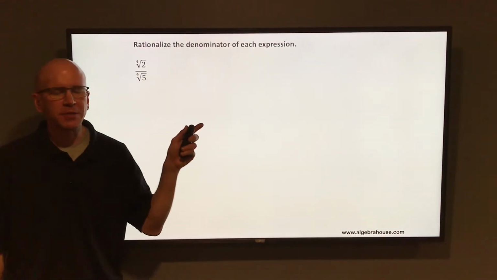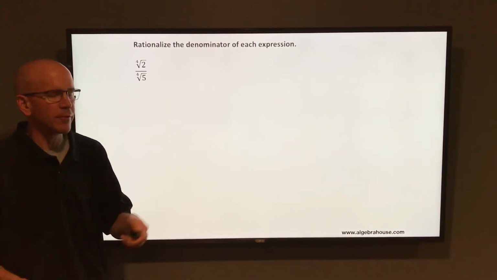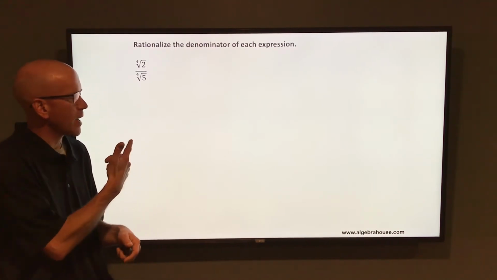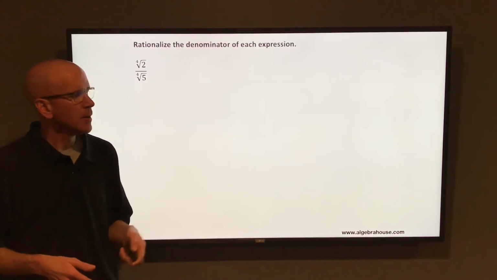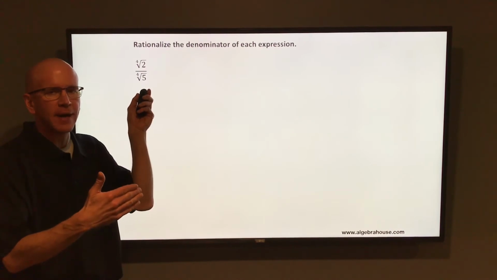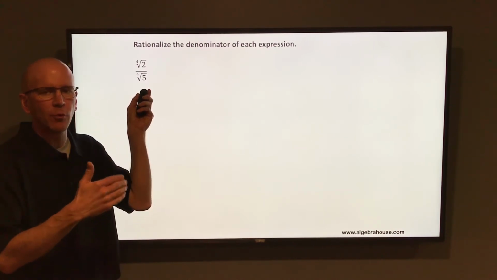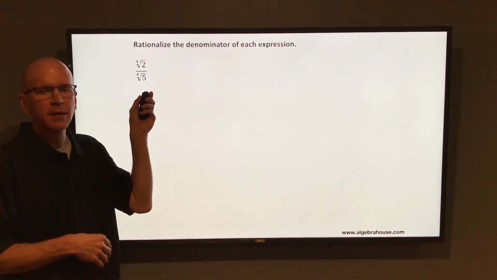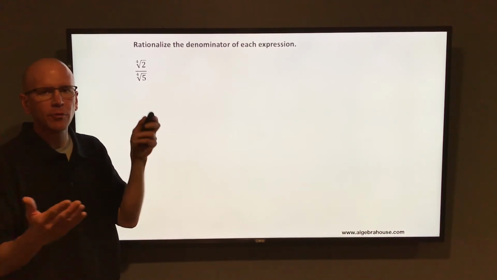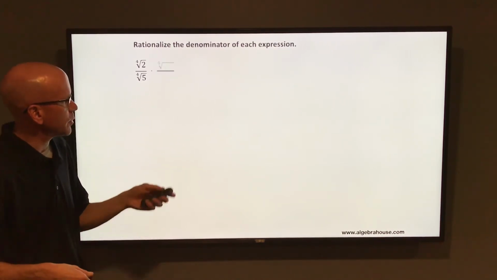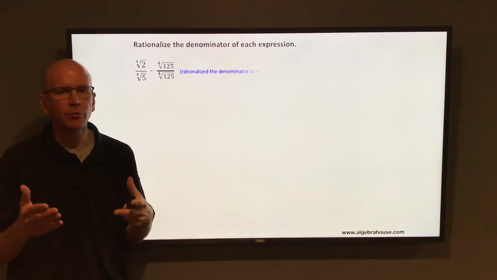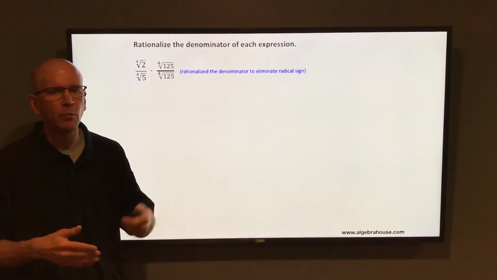Going to rationalize the denominator, the fourth root of 2 over the fourth root of 5. So we need to get rid of the radical sign from the denominator. Right now you have the fourth root of 5. So if you multiply the top and bottom by the fourth root of 3 more 5's, then you'd have the fourth root of 5 to the fourth, which would just be 5. So that's what we're going to do, is multiply the top and bottom by the fourth root of 3 more 5's, which would be 125.